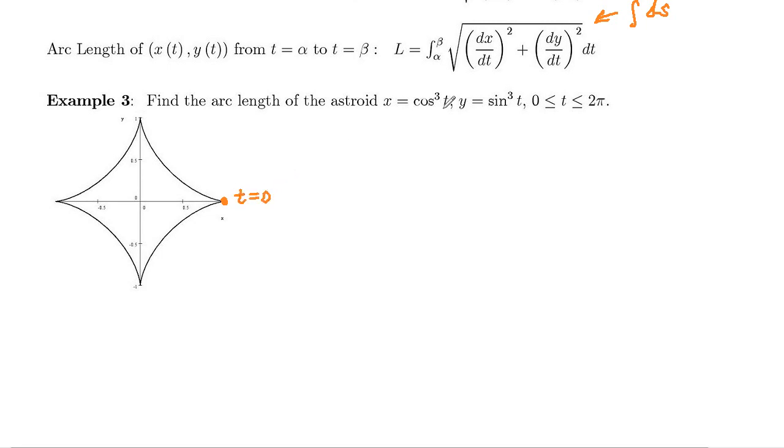t equals pi over 2, we get cosine of pi over 2, which is 0, cubed is 0, sine pi over 2 is 1, cubed is 1. So this up here is going to be at time pi over 2. And then if we keep going around the edge, this is at time pi. And then 3 pi over 2. And then this would be back to 2 pi.